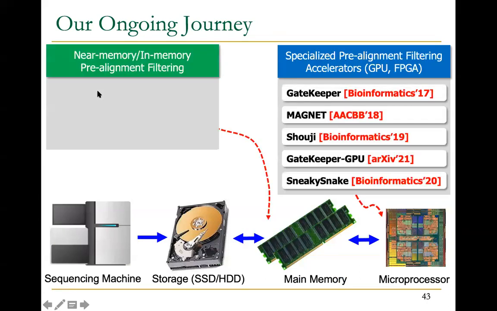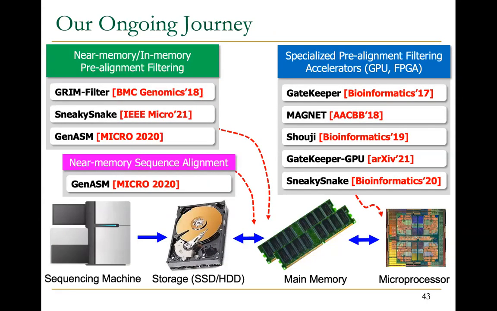Now, there are also other efforts from our group on accelerating read mapping. As you can see, GateKeeper can be under this category, replacing the CPU with a specialized core, but we still suffer from the memory bottleneck, for example, or a storage problem, moving the data from the storage all the way to main memory to the FPGA itself.